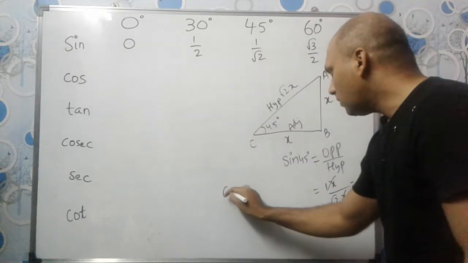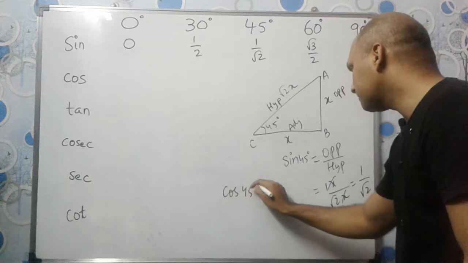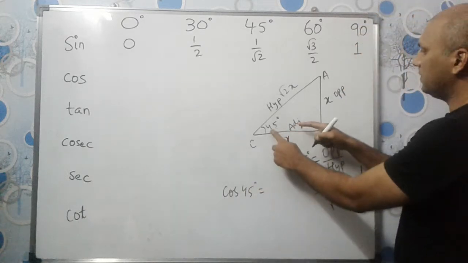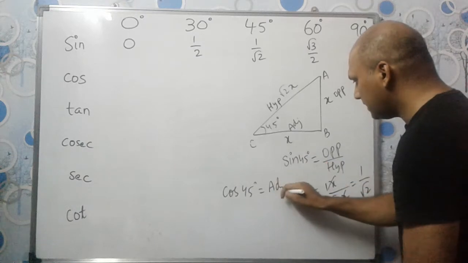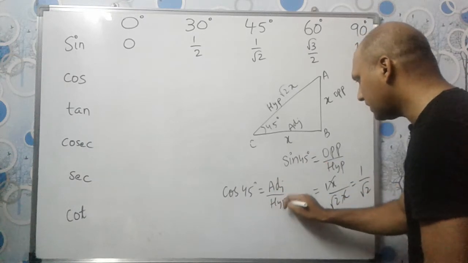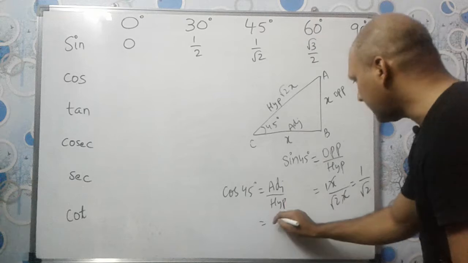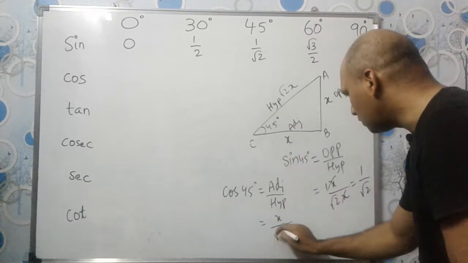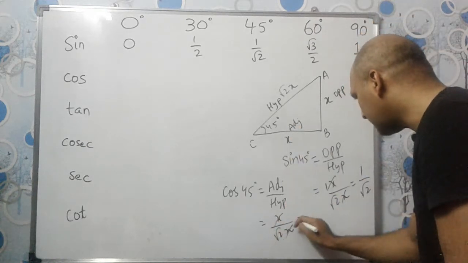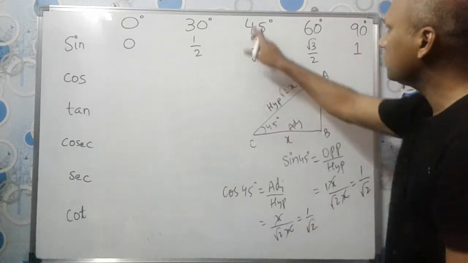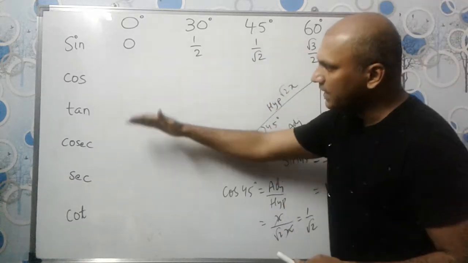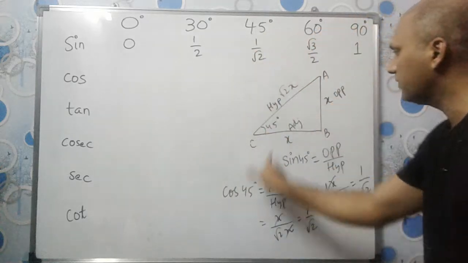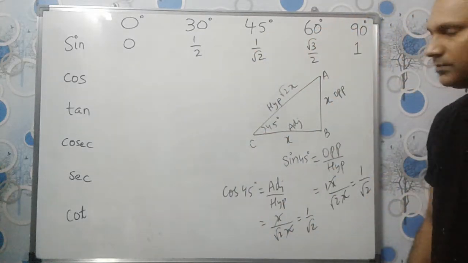Now what is cos 45? The cos formula is adjacent by hypotenuse. So adjacent is how much? x. Hypotenuse is root 2 x. So x will get cancelled. This is also 1 by root 2. So cos 45 will also be 1 by root 2. Like this we can find tan, cosecant, secant, cot, all for the 45 degrees angle.